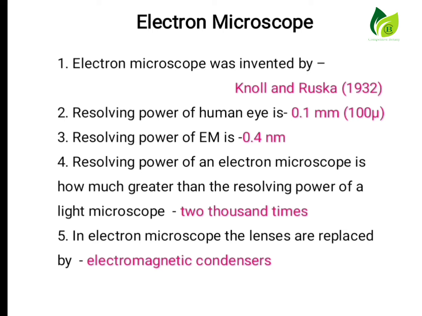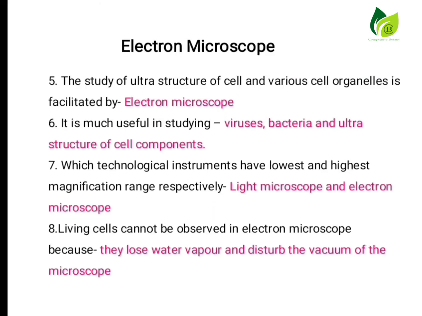In an electron microscope, the lenses are replaced by electromagnetic condensers. Let's go to the next question. The study of ultrastructure of cell and various cell organelles is facilitated by the electron microscope. Ultrastructure of cell can be studied under the electron microscope. It is very useful in studying viruses, bacteria and ultrastructure of cell components.